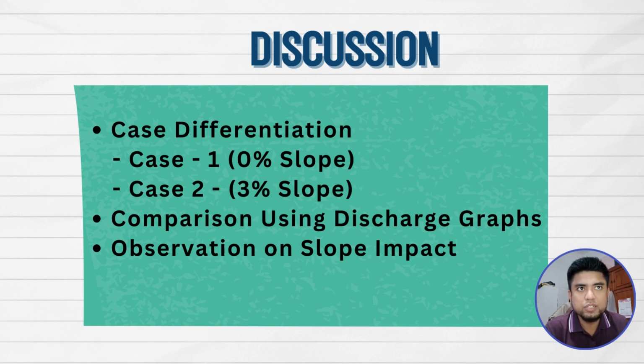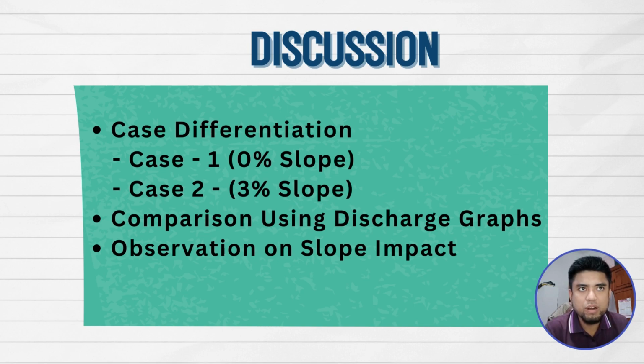Case 2, 3% slope: initial increase in discharge from 0.0000033 meter cube per second to 0.00038 meter cube per second. It fluctuated with slight increase and decrease until 340 seconds. Reading gauge showed 3 mm at 35 seconds and 8 mm at 340 seconds.